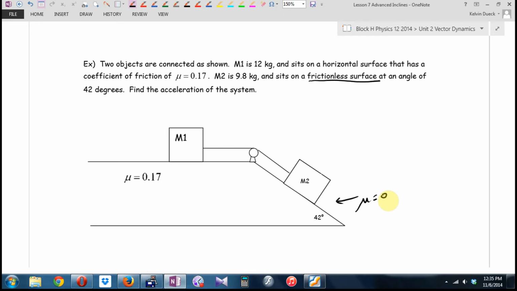Is it possible that this won't move at all? Yeah. How would I notice that if I assume it's going to the right and I solve for A and I get a negative? Whoops, I guessed wrong. Probably doesn't move at all.